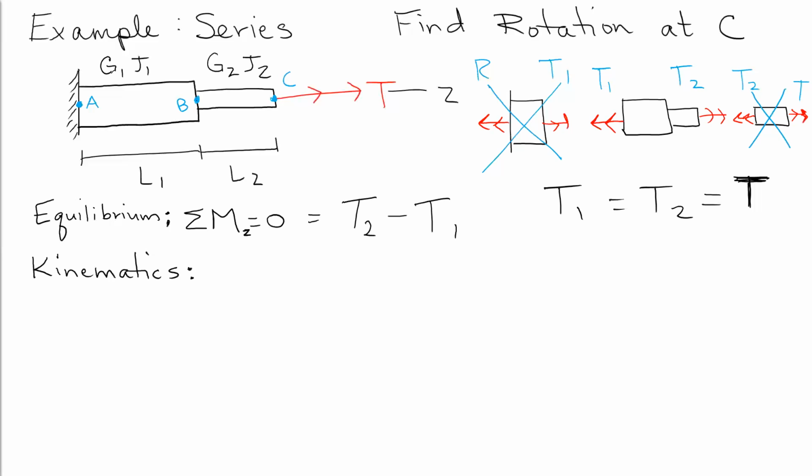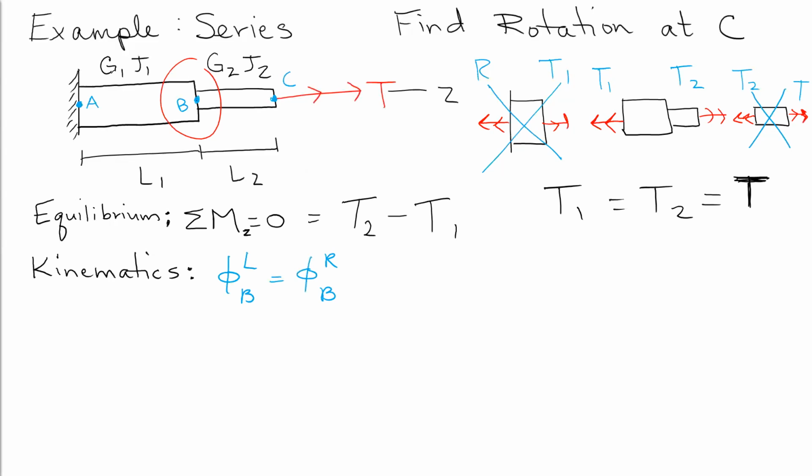They're going to rotate in the same direction. And where will they be the same amount of rotation? Where they meet, exactly. So right here at point B, we have to have equal rotation immediately to the left and immediately to the right. So the rotation at point B on the left is equal to the rotation at point B on the right. That is our kinematics statement.